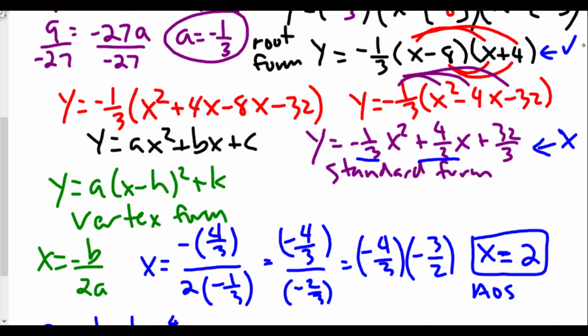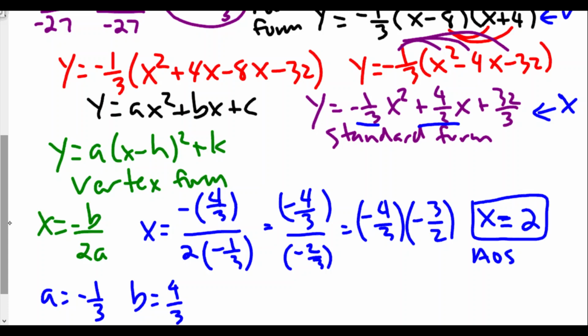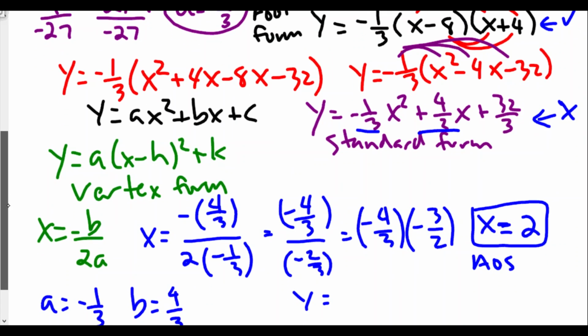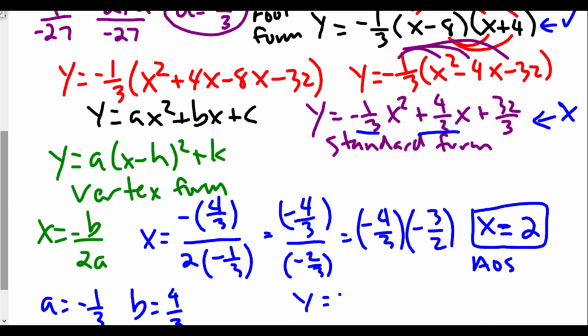So I'm going to plug 2 into our root form. So y is equal to, I'll try to keep it in frame, hopefully that's okay, y equals negative 1/3 times 2 minus 8. I'm replacing the x with 2 times 2 plus 4. See how it worked out? Basically, I plugged it all the way into here.